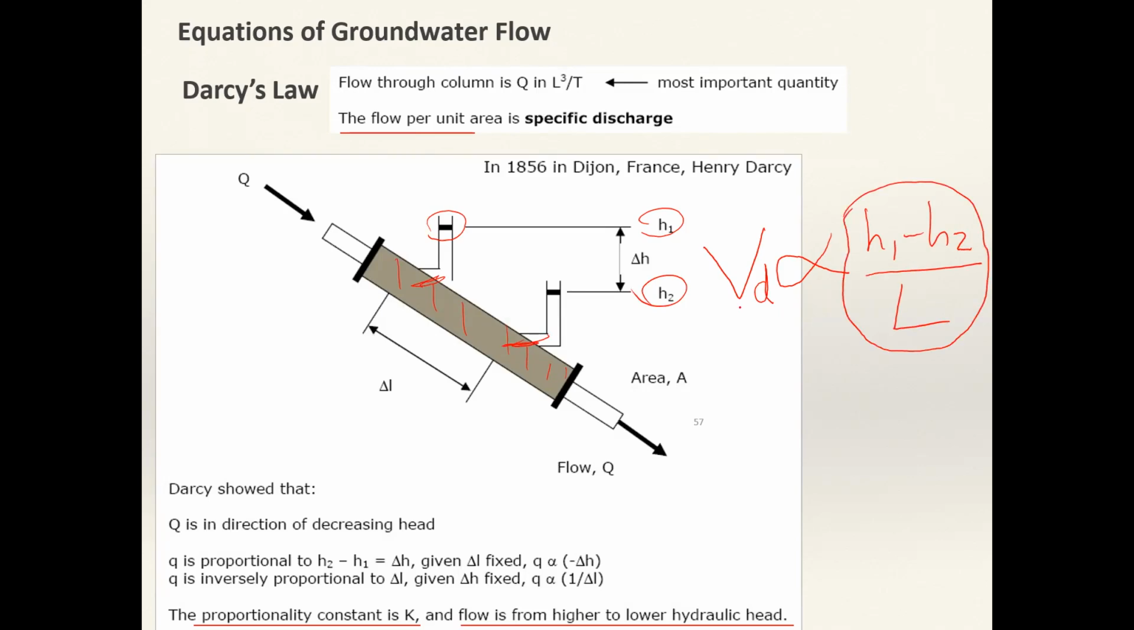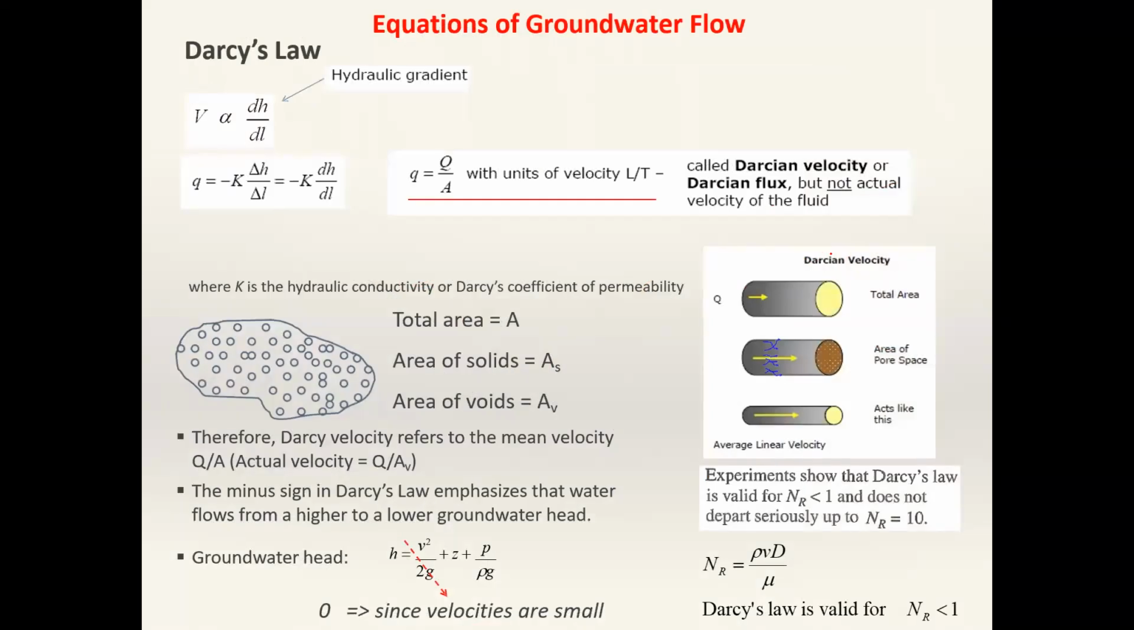So the Darcy velocity is directly proportional to the hydraulic gradient. That is what Darcy found. Simple, but very useful equation. And he also found that this proportionality we can remove by introducing a coefficient called the hydraulic conductivity. So actually the Darcy velocity is equal to the hydraulic conductivity multiplied by dH over dL. That is the hydraulic gradient.